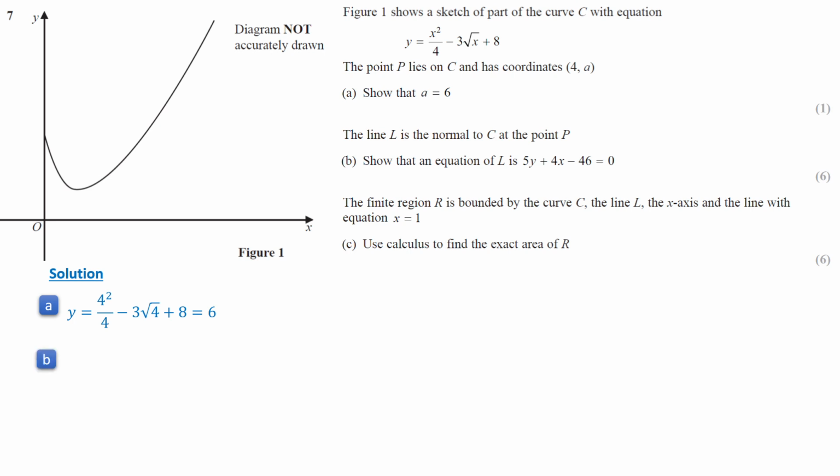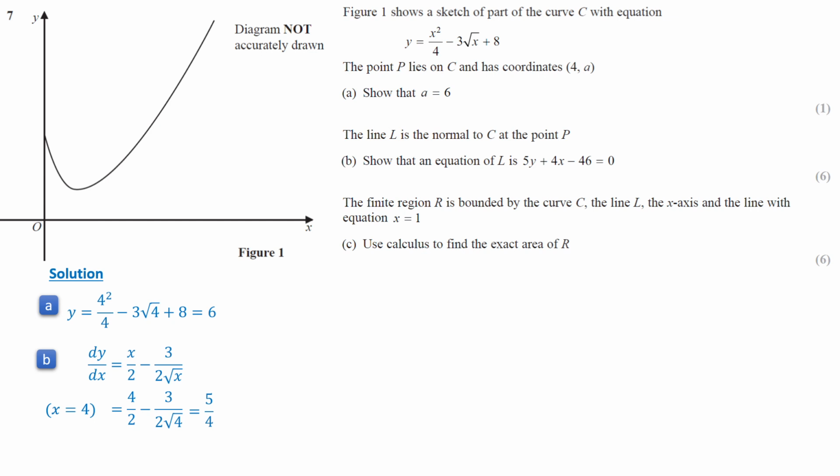To find the equation of the normal at P, we first need to find the gradient of the tangent to the curve. We differentiate the equation for y with respect to x. dy over dx equals x over 2 minus 3 over 2 root x. Now we substitute x equals 4 to find the gradient of the tangent at point P. The gradient of the tangent is 5 over 4.